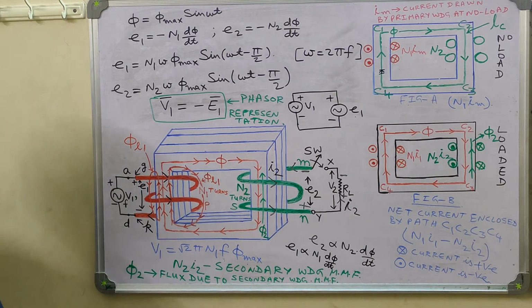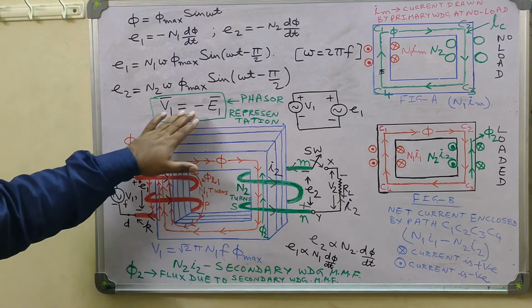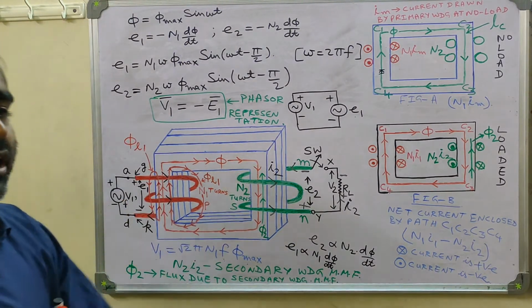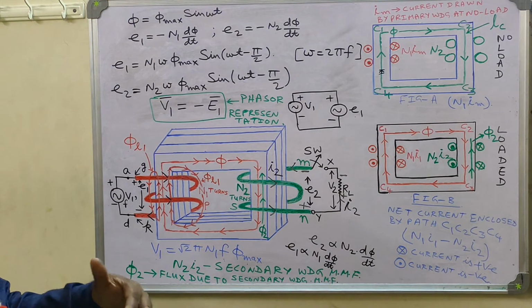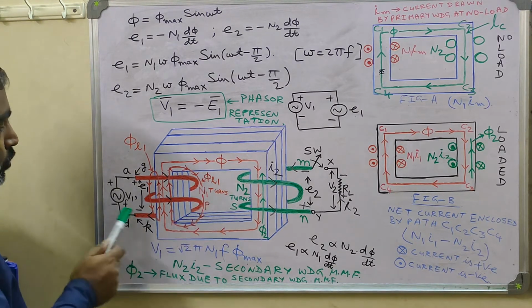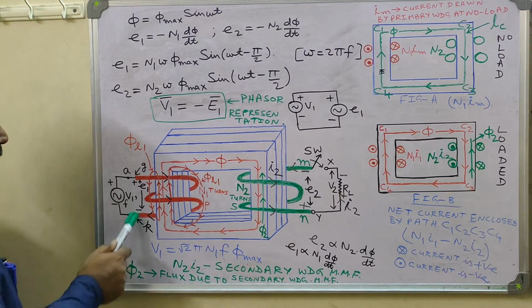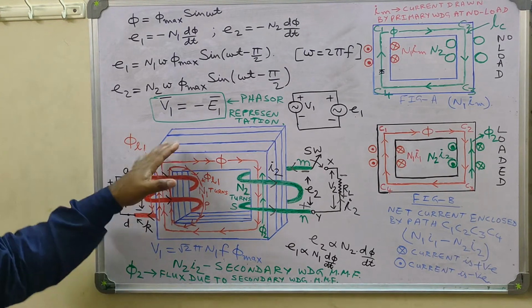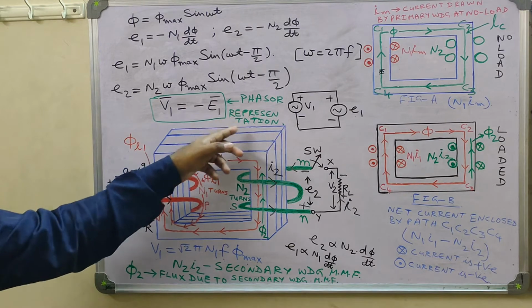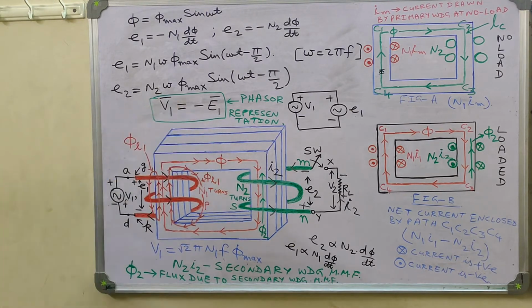So that is also there, but allow me to take this approach. The induced EMF in the primary coil P will oppose the applied voltage V1 as per Lenz's law, and that thing is represented by giving a minus sign in front of E1 in the phasor representation. So I am taking this particular approach.